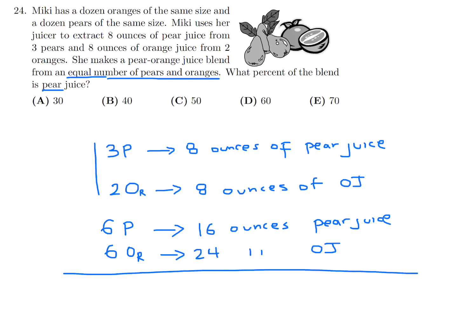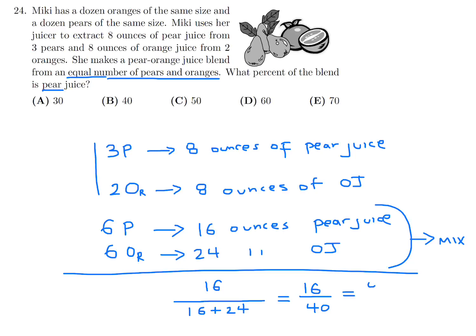And now the question is interested in the amount of pear juice in this blend. So if we were to mix all of this juice together, you would have a total of 16 plus 24 ounces, correct? But the pear juice is represented by 16 ounces. So that is our fraction. So 16 over 40, and this reduces to 8 over 20, which is 4 over 10, which is 2 over 5. Oh no, they want a percent. Oh, I'm doing fractions. Well, 4 over 10 is 40%. So 24 is B.